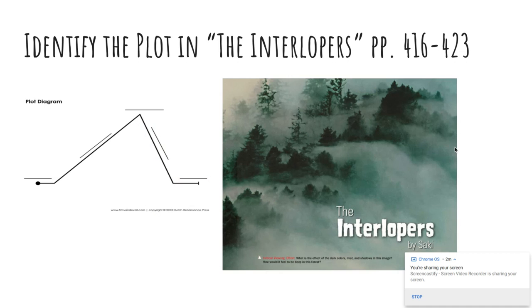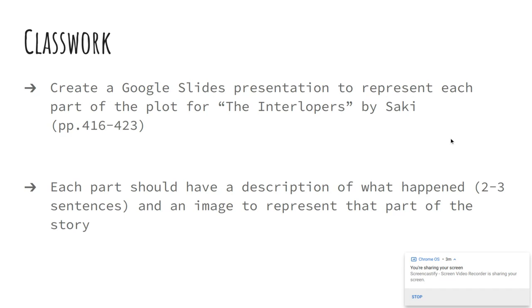Okay? All right, here's what you're doing today. You're going to be identifying each part of the plot of that story, The Interlopers, which is on pages 416 to 423. And the way you're going to be doing that is you're creating a Google Slides presentation to represent each part of the plot. Each part should have a description of what happened, so that should be 2 or 3 sentences. I don't want it to be a very long summary, and an image that you find on Google Images to represent that part of the story.